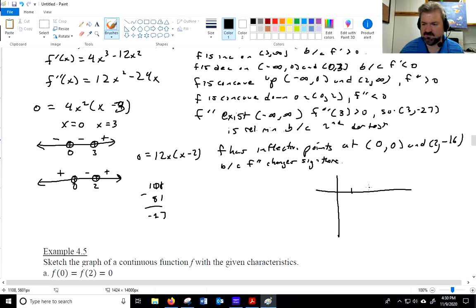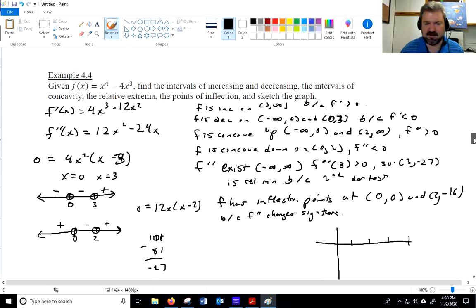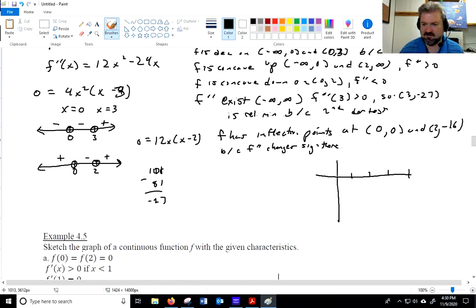So 1, 2, 3, and 4. I want to say the x-intercepts, if I noticed where it looked like there were x equals 0 and x equals 4, and I think they are. So at 3, negative 27. Let's count by 5s: 5, 10, 15, 20, 25, 30. So 3, negative 27 would be right there. That's our minimum.